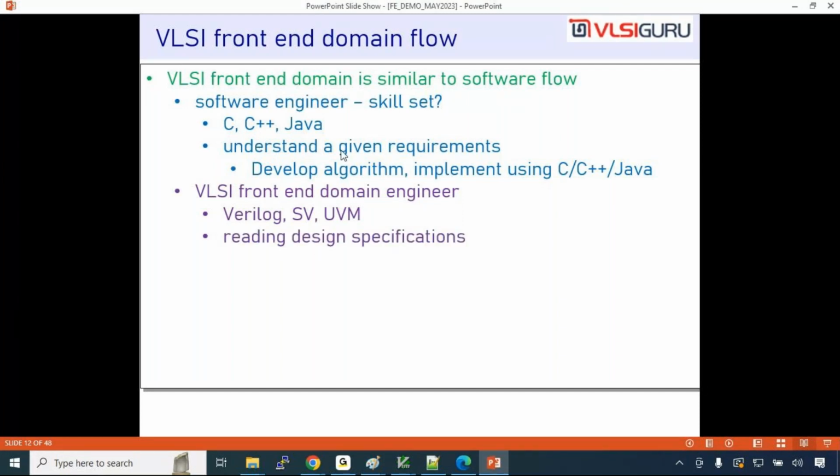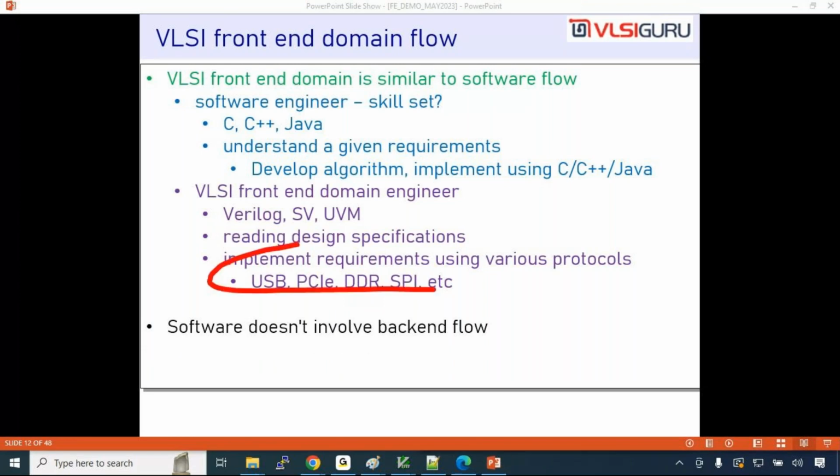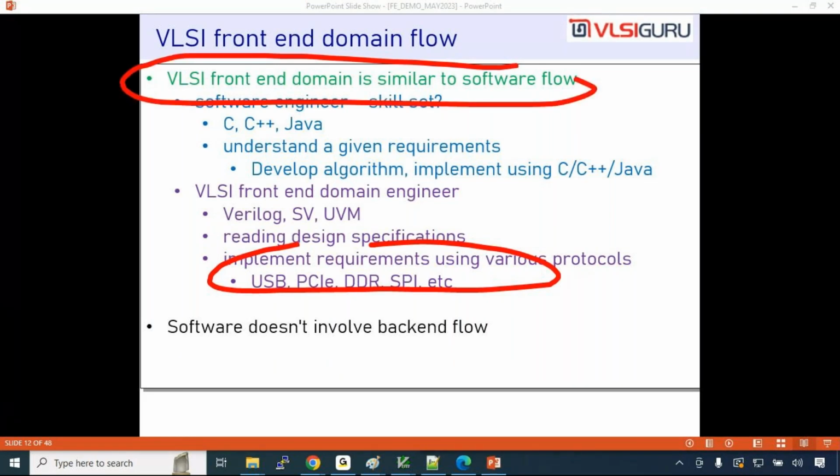Like here they read the requirements, here also we read the requirements. These are called design specifications. Then we implement these requirements using various protocols, like USB, PCIe, different protocols are there. If you didn't understand this part, don't worry much. All I'm trying to tell is the work is similar to what we do in software. That's what I'm trying to convey here. When we go a little deeper into the course, you will understand it.